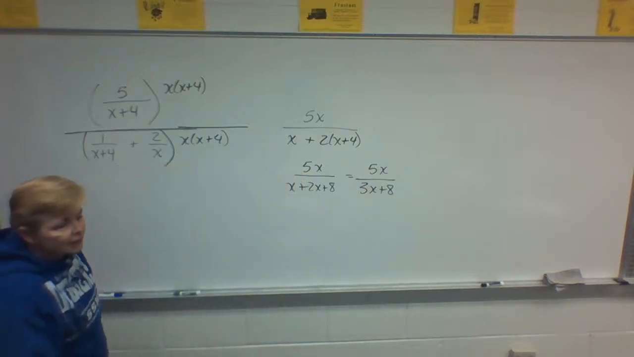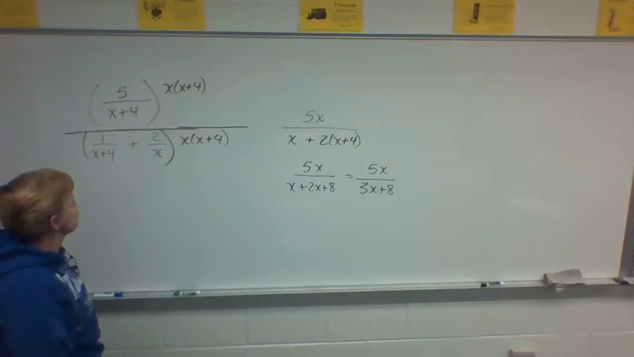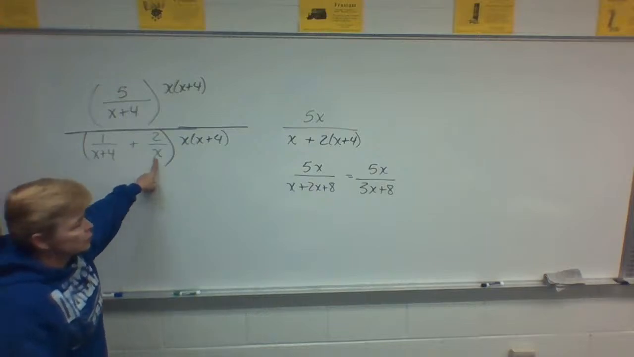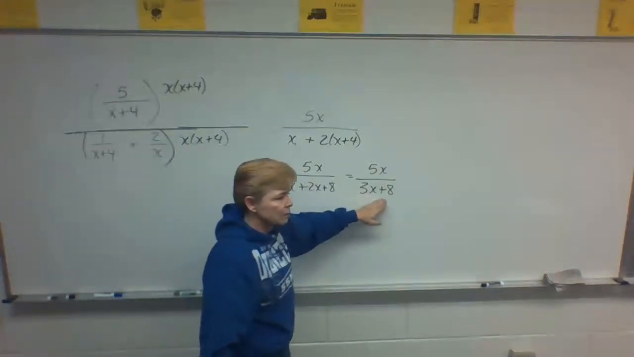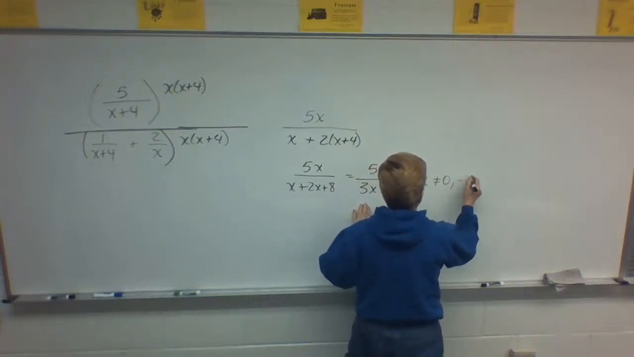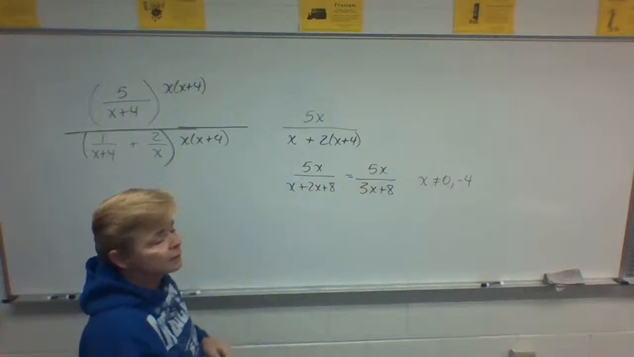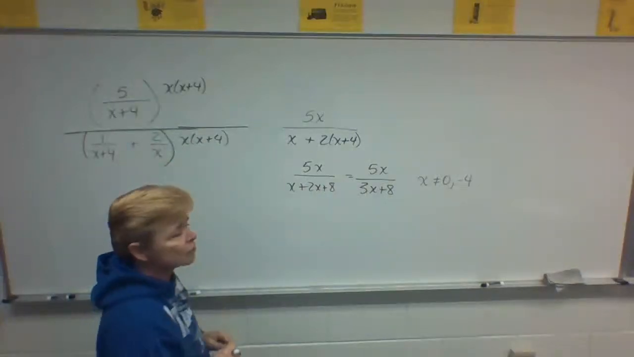Do we have to disallow anything in the domain? Yes. Would it be 0? And -4. Oh, yeah, 0. They don't show up in this, do they? As obvious things. Those were denominators at one point, and the things that make those denominators 0 must be taken out of the domain.